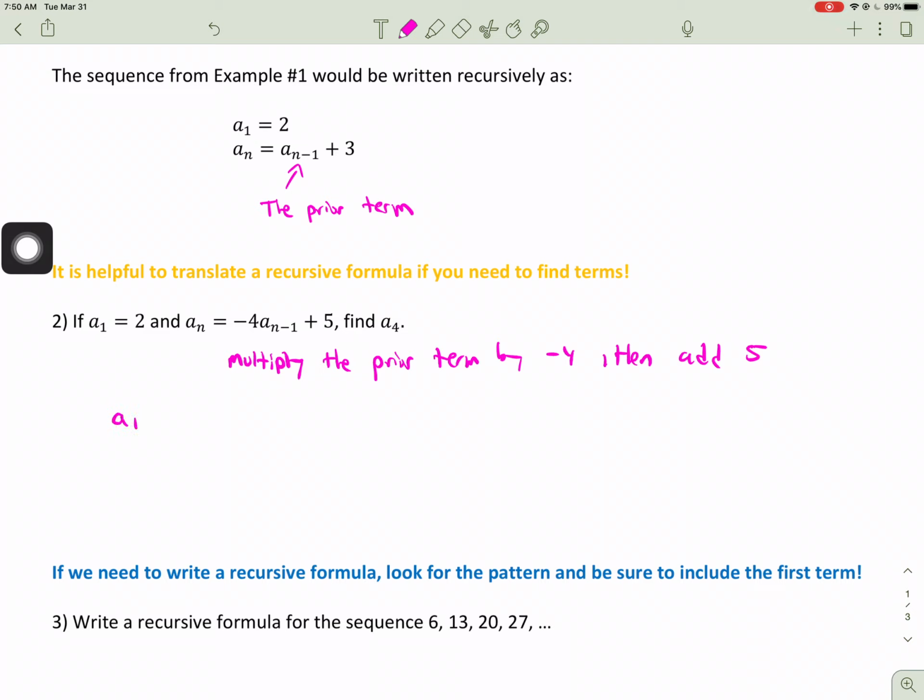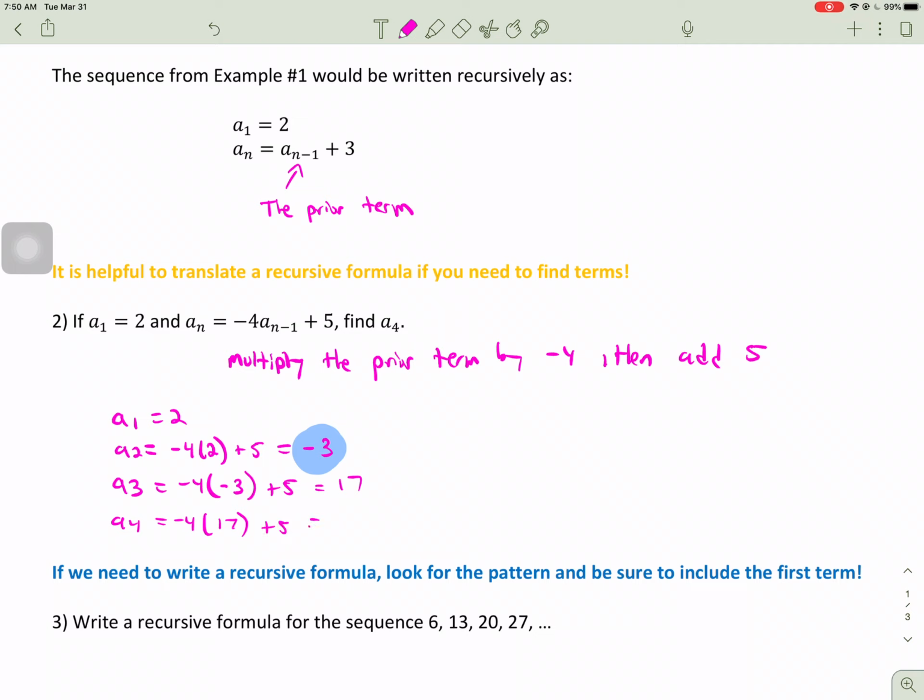So if a sub 1 is 2, then a sub 2 is negative 4 times 2 plus 5, which is negative 8 plus 5, which is negative 3. Then the third term will be negative 4 times negative 3, which is 12, plus 5, 17. And then a sub 4 is negative 4 times 17, which is negative 68, plus 5, which is negative 63. So a sub 4 is negative 63.